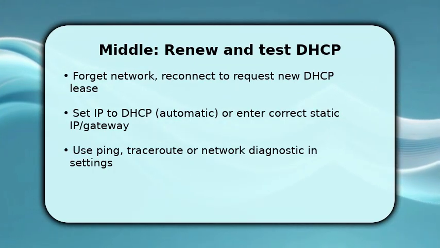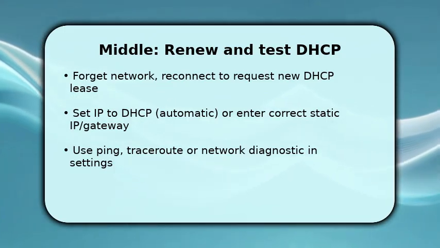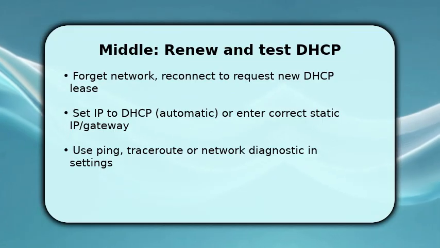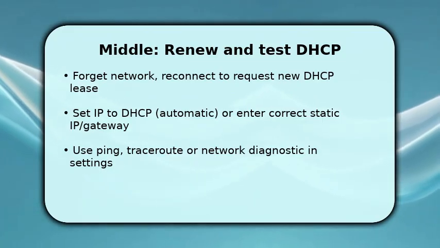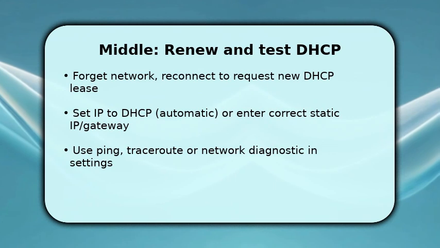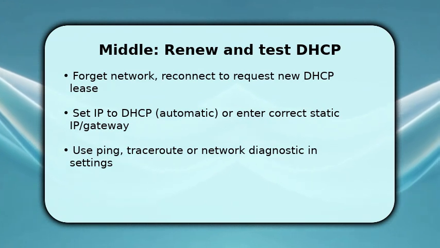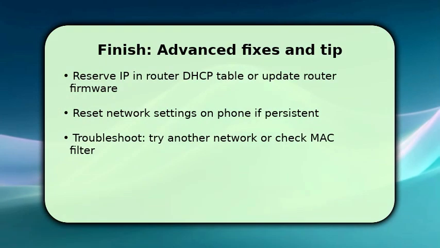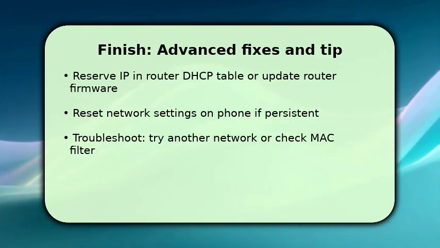After applying, run the phone's network diagnostic or use a ping/traceroute app to confirm connectivity. These steps isolate whether lease assignment or manual values caused the failure. To finalize, reserve the phone's IP on the router's DHCP table or update router firmware to fix allocation bugs.